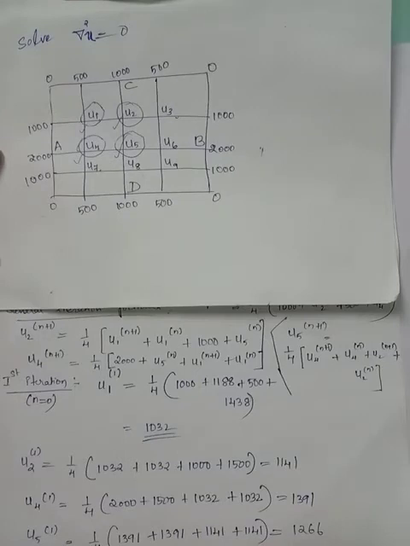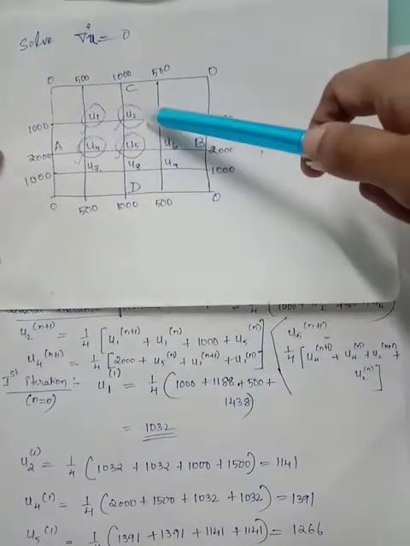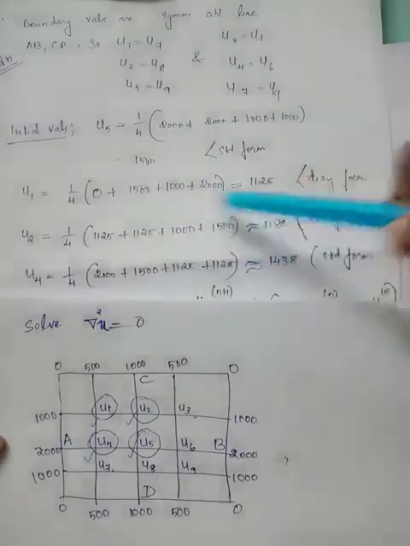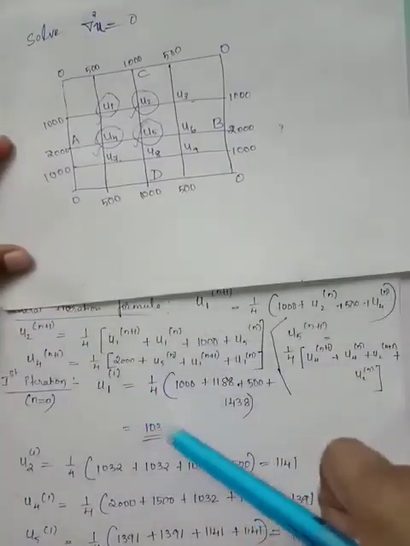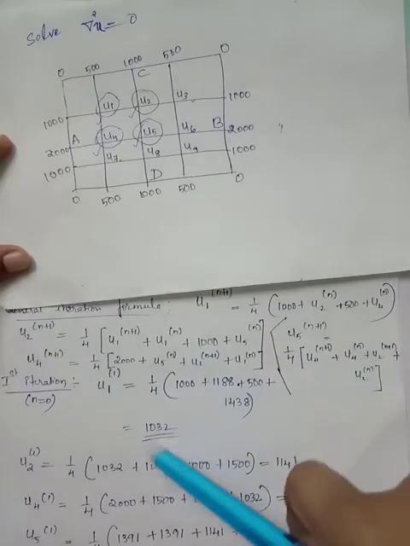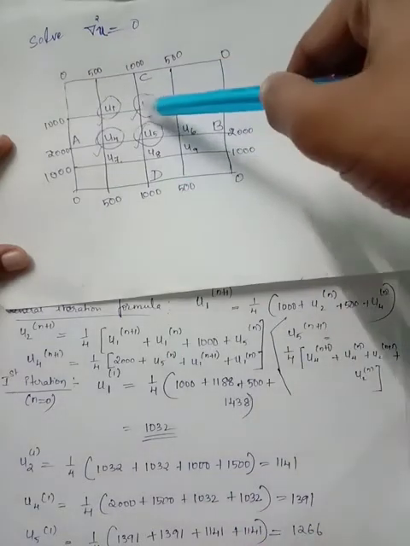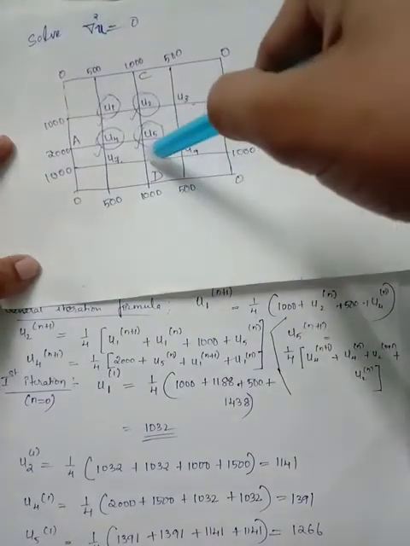Now we move on to the next iteration, and we will be purely depending on the standard 5-point formula to find out the values. To find u1, we require 500 and 1000, which are fixed values. u4 and u2 will depend on the latest values obtained from the previous iteration, that is, u2's value is taken as 1125 and u4's value is taken as 1438. Using these values, we take the sum multiplied by 1 by 4 and we obtain the new value of u1.